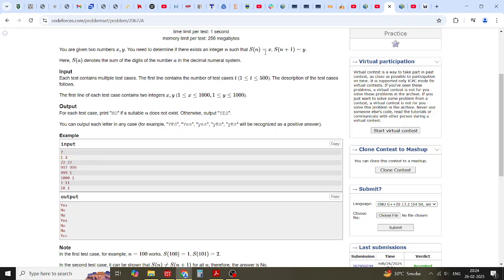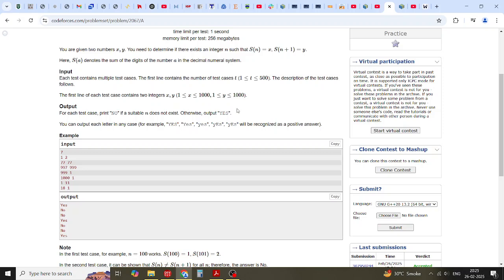So these two numbers are x and y, and these are represented like this. Here it is written that Sa represents the sum of the digits of the number a. So in this question you are given x and y, and you need to tell whether there is a number n such that n and n plus 1 exist or not, and these are the conditions for this x and y and the number of test cases.